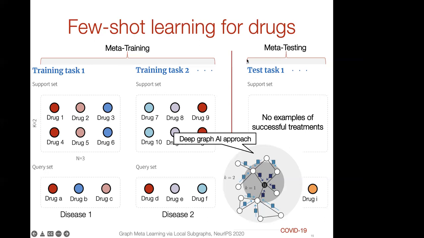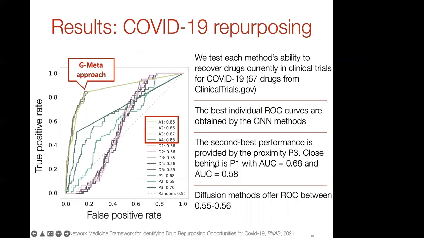After that was done, in the meta-testing phase, we asked the model in a zero-shot manner to prioritize drugs for this emerging pathogen, COVID-19, that had no examples of successful treatments, with the exception that we know the proteins that the virus binds to. And so the model was able to produce a priority list of drugs such that at the top of that priority list were those that the meta approach thought were most promising.